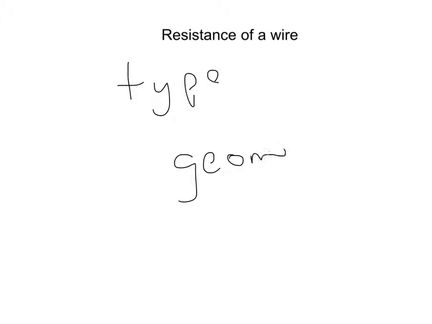Okay, now we're talking about resistance of a wire. Resistance of a wire depends upon two things. It depends upon the type of material it's made out of, and it also depends upon the geometry of the wire. So type and geometry. Now there are some things that don't conduct electricity at all, but it's really a sliding scale when we're talking about resistance.